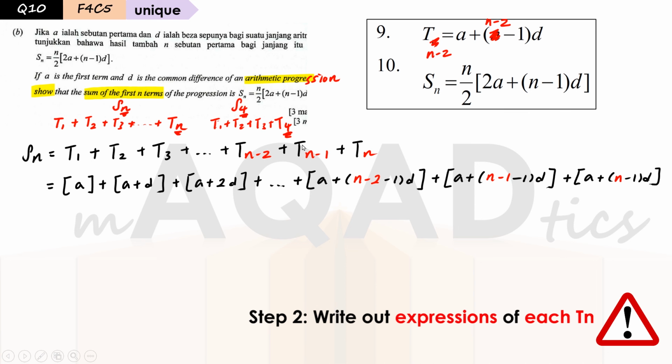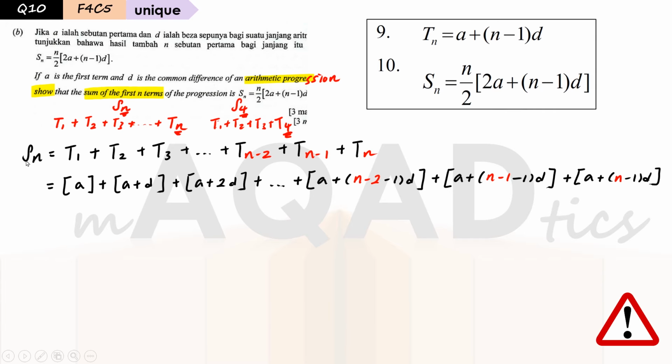Okay? And now we go to n minus 1. So this one will change to n minus 1. So this would be a plus n minus 1 minus 1d. Here will be a plus n minus 1 minus 1d. Okay? And the last one is tn. So basically it's the formula. Right? tn equals a plus n minus 1d, which is here. Alright, so this would be our first expression of Sn.